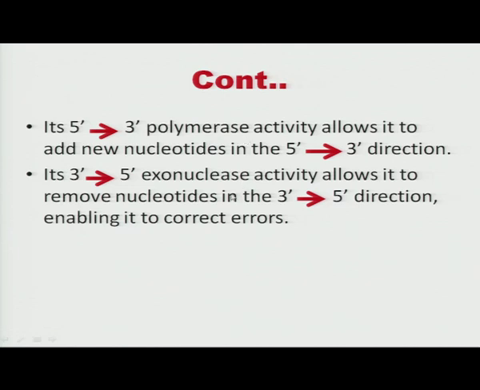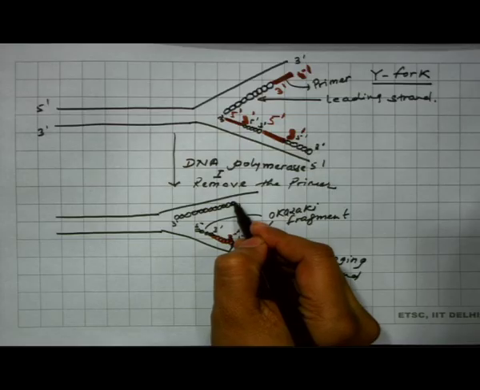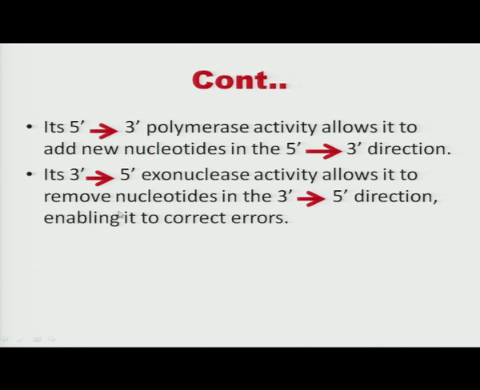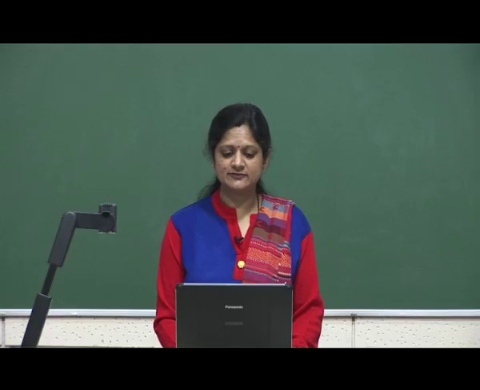Another important activity of DNA polymerase is its 3 to 5 exonuclease activity. Suppose DNA polymerase adds a wrong nucleotide, here we have a wrong nucleotide. Now, this wrong nucleotide will be removed by its exonuclease activity and the correct nucleotide will be added. So, these two important features of DNA polymerase make DNA replication accurate and fast.